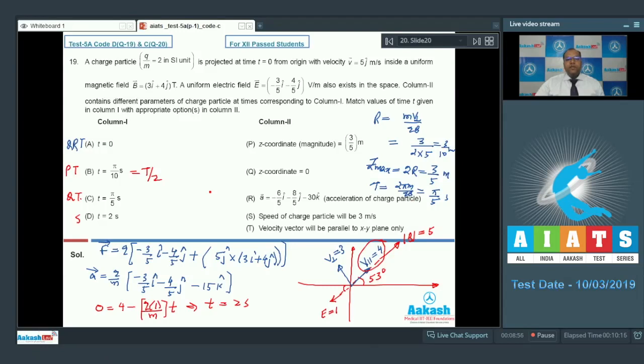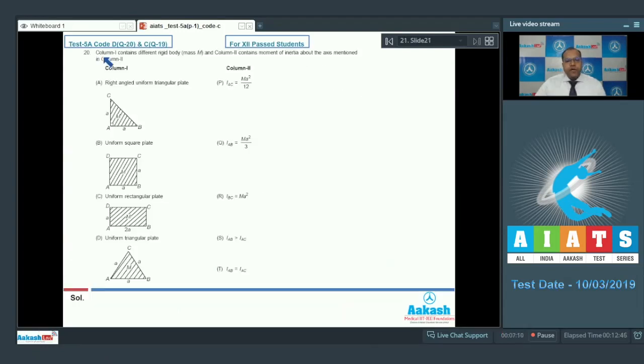Let's move to question number 20. In question number 20, column 1 contains different rigid bodies of mass m, and column 2 contains the moment of inertia about x. So let's check the entry A of column 1.